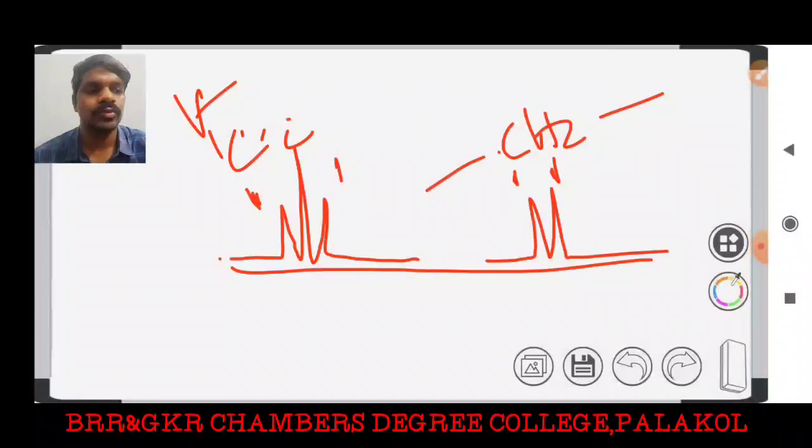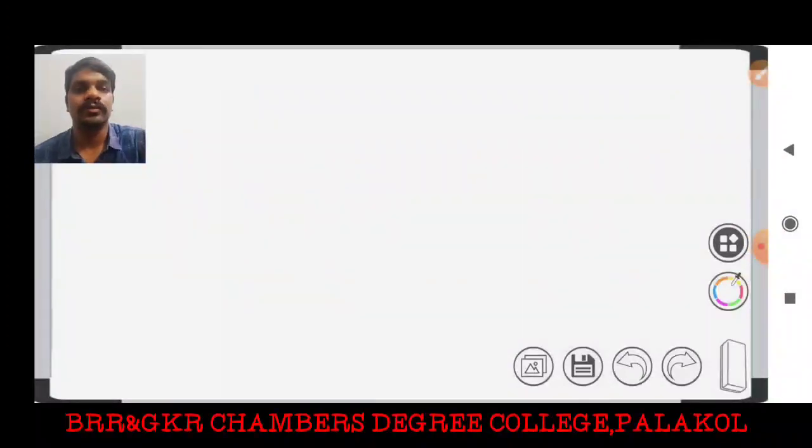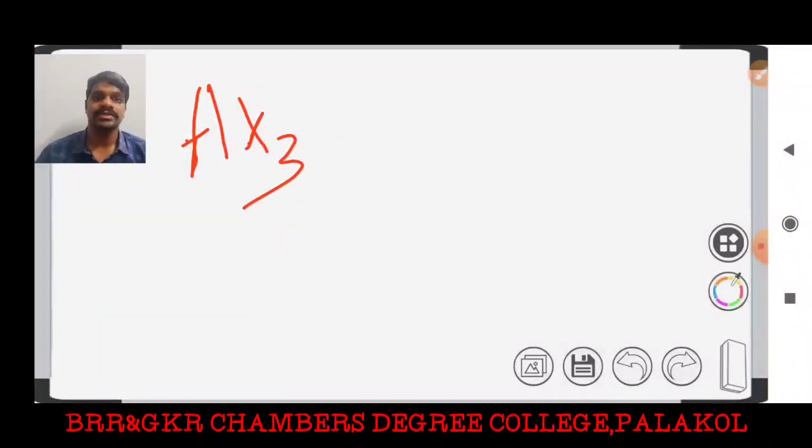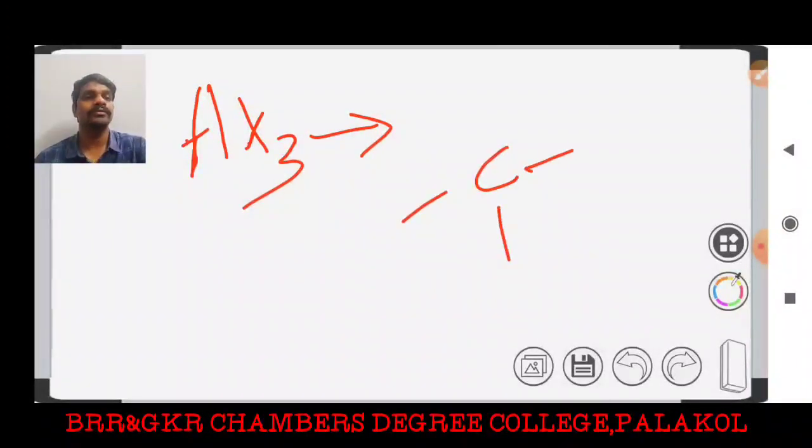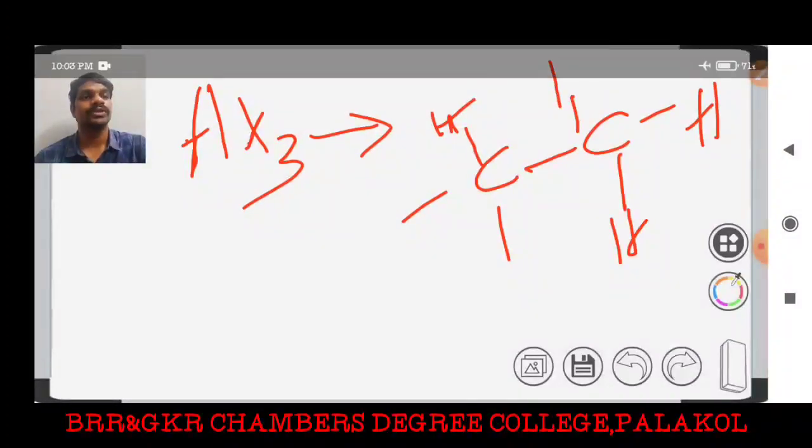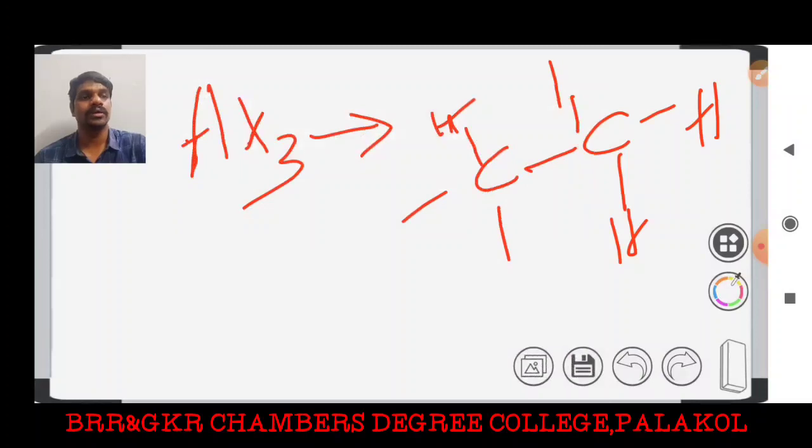Now let us move to the next molecule, that is the AX3 system. What is meant by AX3? Here also we have two environments of protons, one environment having one hydrogen atom and the second environment having three hydrogen atoms. X3 means three hydrogens present in the organic molecule.